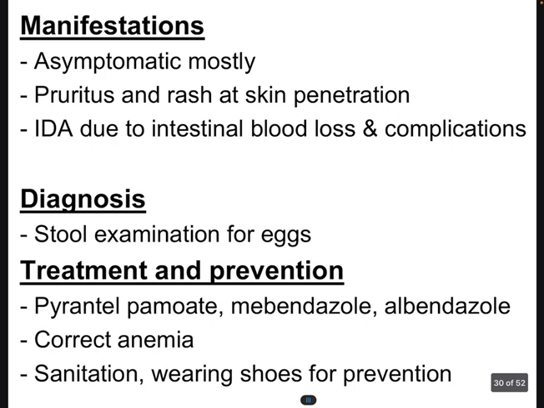Manifestation: it may be asymptomatic if the load is minor. Pruritus and rash at the skin at the site of penetration. Iron deficiency anemia, IDA, due to intestinal blood loss, and complications. Diagnosis is through examination of eggs, with 4 to 8 cells inside the egg. The treatment is the same: pyrantel pamoate, mebendazole, albendazole. And you have to correct the anemia. Sanitation and wearing shoes prevent infection by skin penetration.